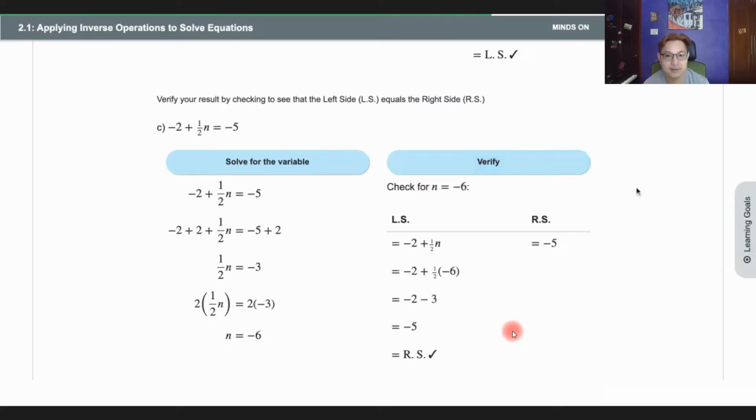And you plug it back in to check, and it should be equal to the right side.